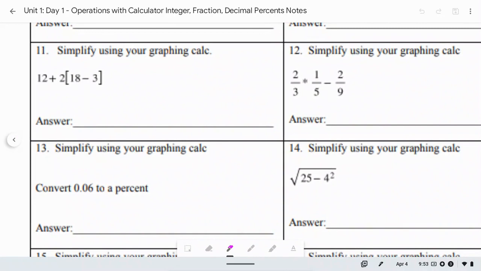Now let's practice some examples that you may see used throughout the school year in your algebra class. So the first example is number 11, and this one involves using brackets. Remember that instead of using brackets in the graphing calculator, I just like to replace these with parentheses. So go ahead and grab your graphing calculator, and then let's do this problem along with me.